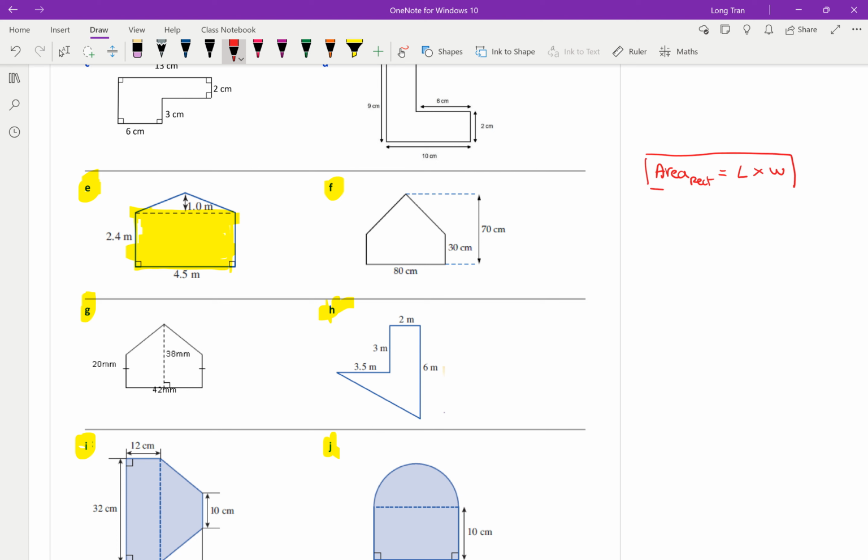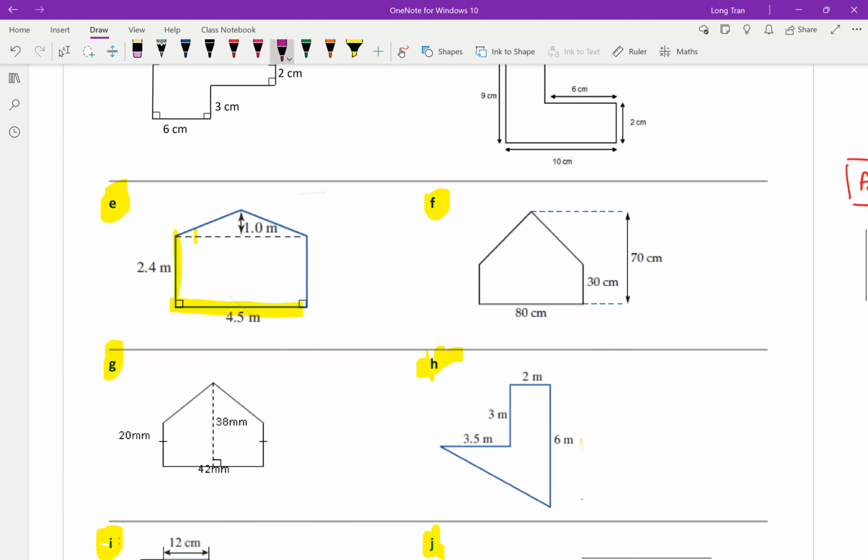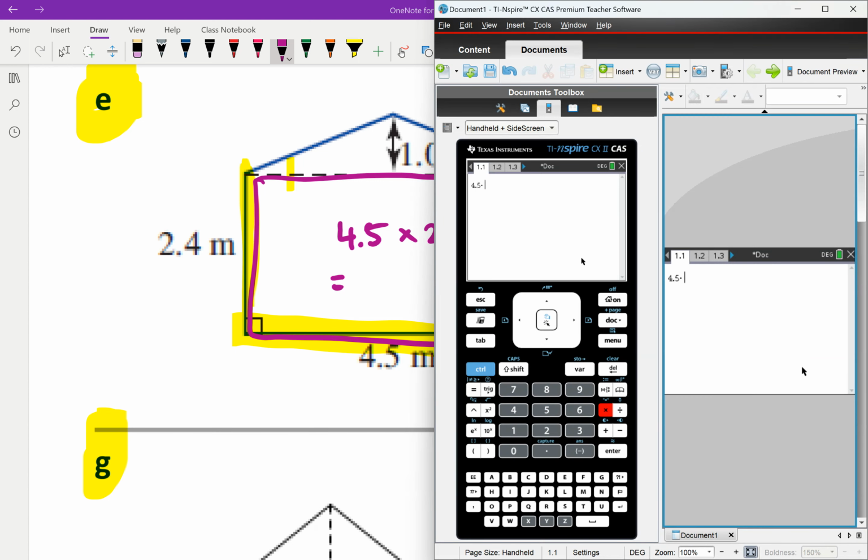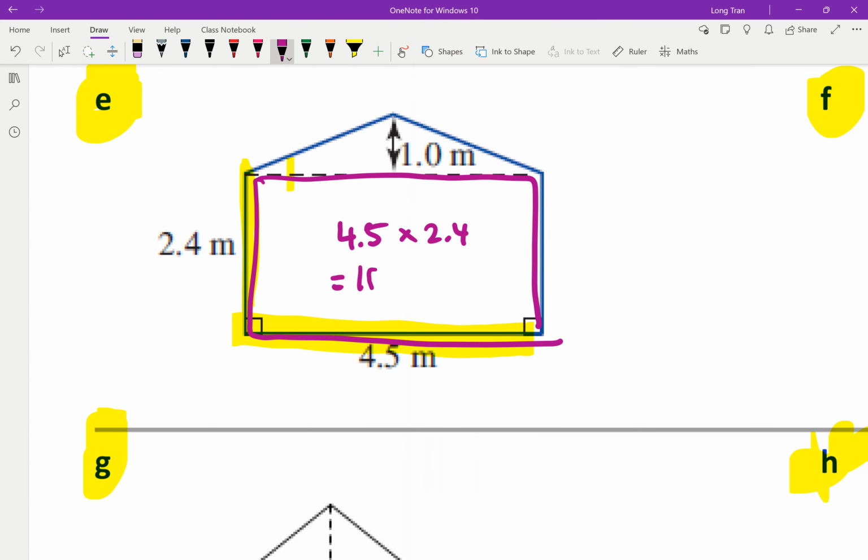So this is the area of a rectangle. To find the area of this rectangle here, that's simply the length multiplied by the width. The length is 4.5 and the width is 2.4. So I know that this space here is 4.5 times 2.4, and that should give me the area that I've outlined in purple. In your calculator, 4.5 times 2.4, and I get 10.8. So this is 10.8 square meters. That's the area for that region.